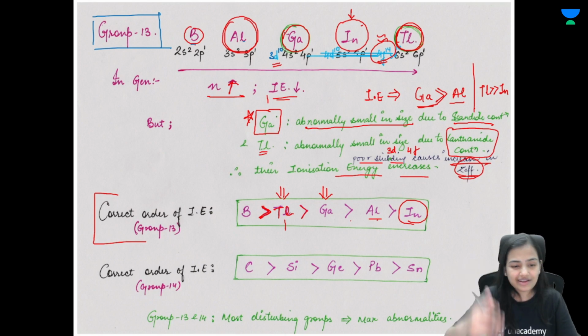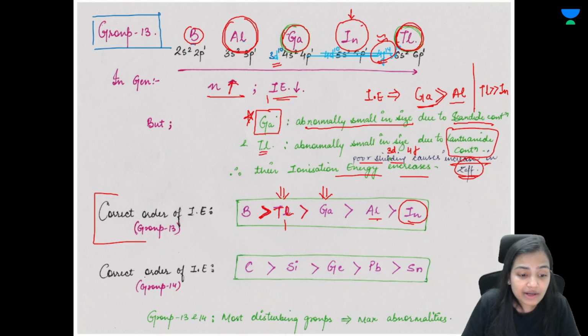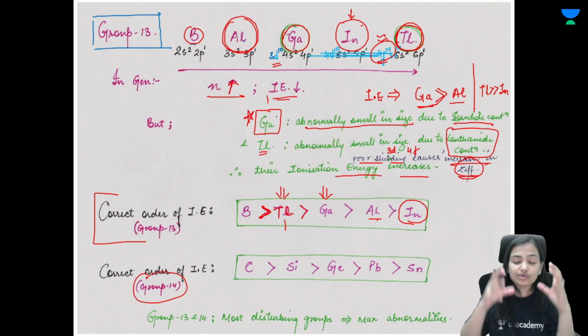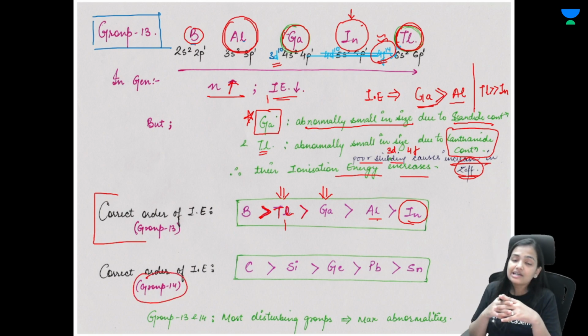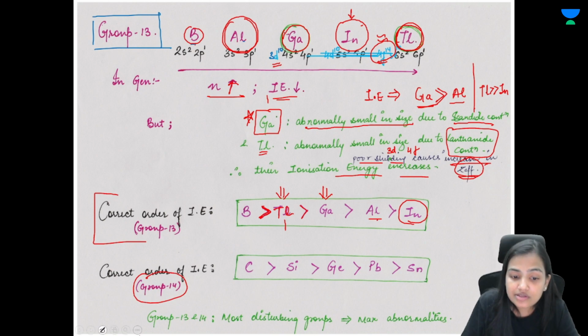Okay, let's move forward with the group number 14 elements. If I focus on the group number 14 elements, guys, let me tell you, here also we have the carbon.